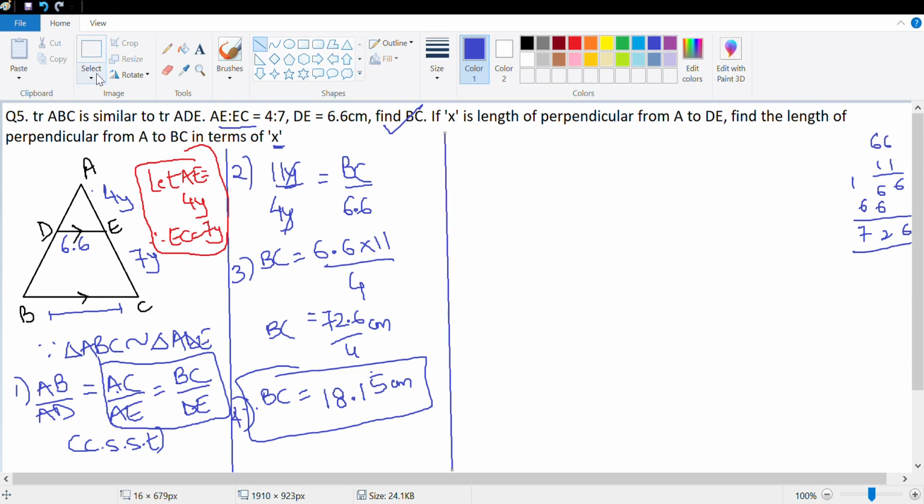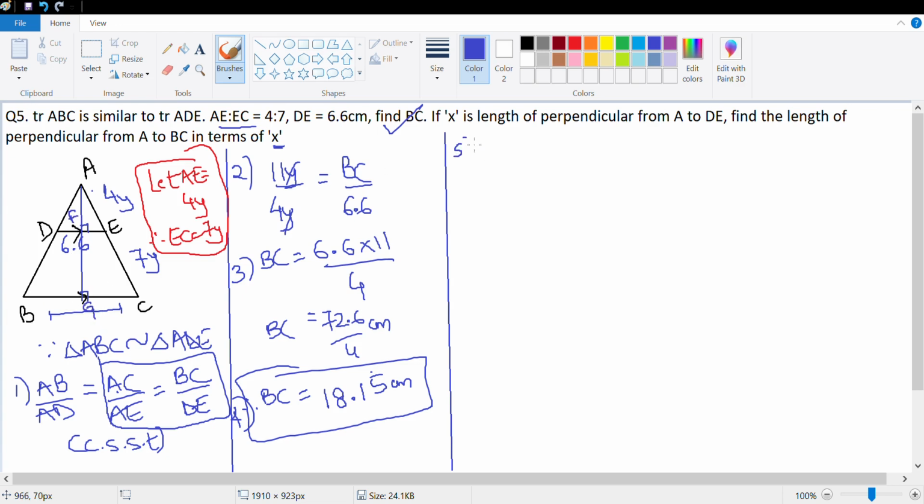Let's look at the next part of the question where they're given a variable x. Let's read it. It says if x is the length of perpendicular from A to DE, so they're drawing a perpendicular from A to DE, find the length of the perpendicular from A to BC. Okay, so let's just draw a rough perpendicular here. This is 90, this will obviously be 90. Let's call this point F and this point G.